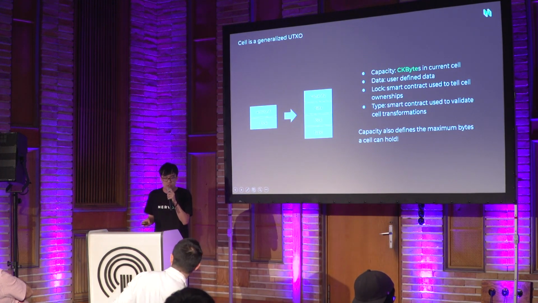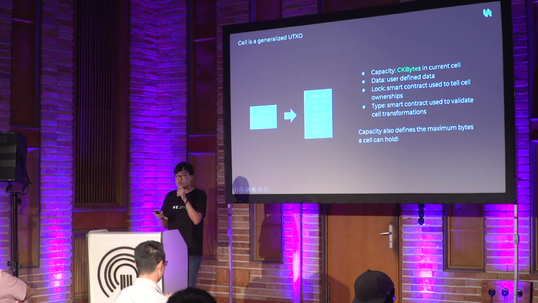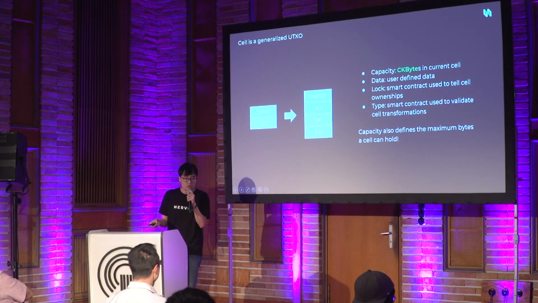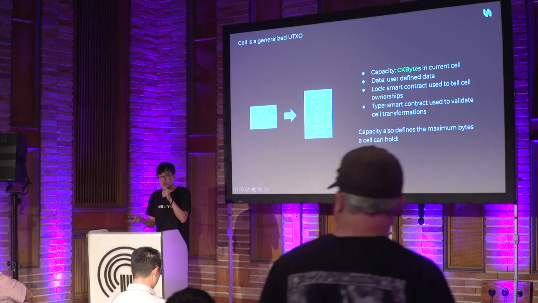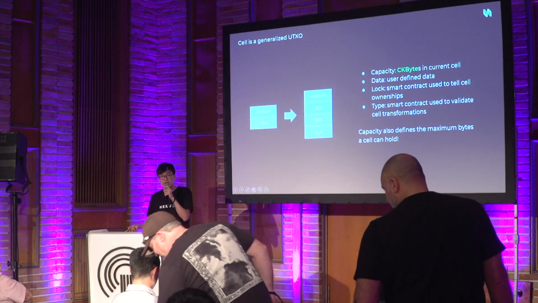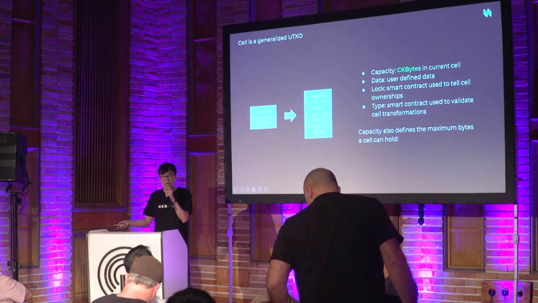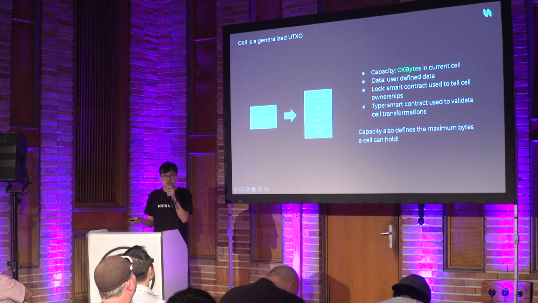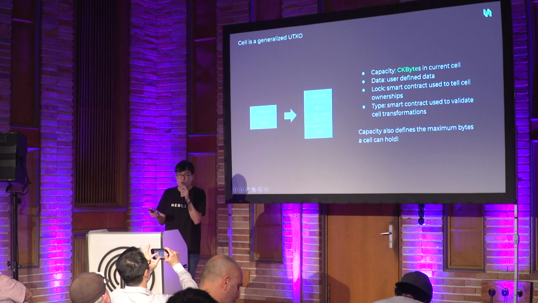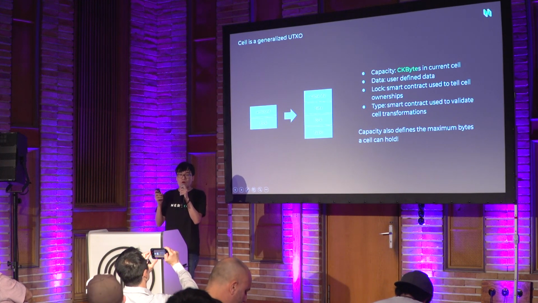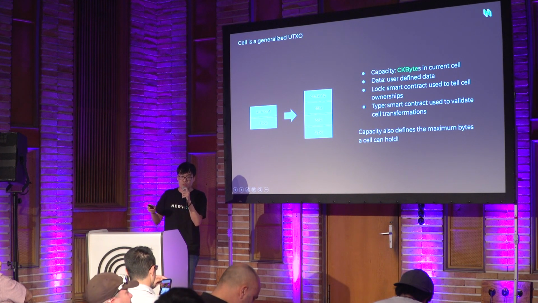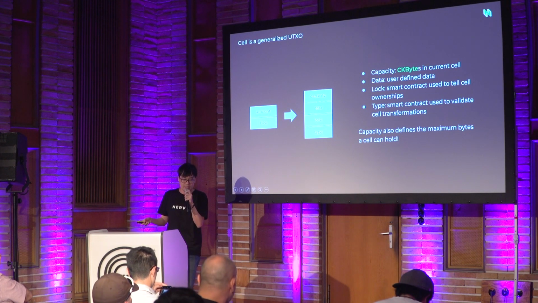And we introduced a new part called data. This is the part where you can store your user-defined data in your cell. One example is that you can store your smart contract in the data part. Another example is that you can store all the necessary information you need in the current cell. For example, for an ERC20 token, you can just store the amount of the token in the data part. This part is completely defined by you. We just assume it's a series of bytes.